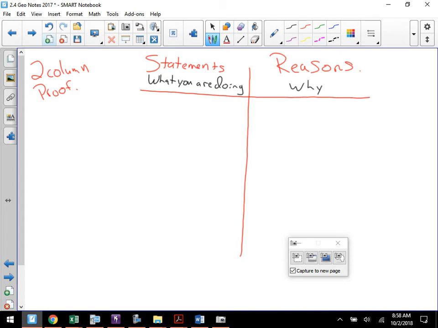More often than not, your reasons are definitions and theorems. The reasons will be definitions and theorems. Your statements are going to be broken up chunks of those definitions and theorems.